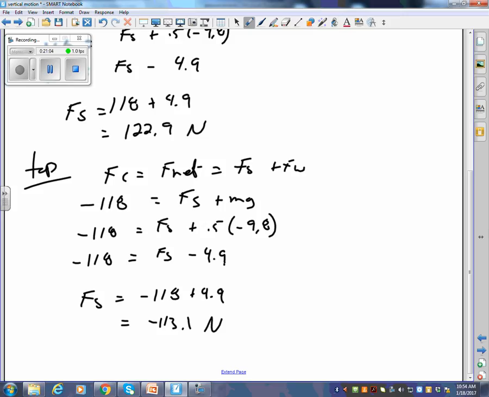And go back to your knowledge statement at the start. Is the string tension less at the top? It sure is. And it's not less because it's negative. The negative just means that it's down.